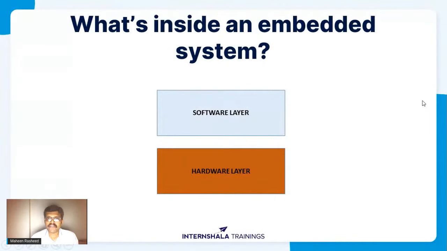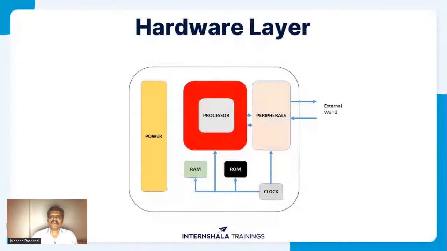Okay, so an embedded system is made up of both software as well as hardware layers. So we will be discussing the hardware layer first, in detail. This is the abstraction of the hardware layer. You can see the major components here. The first element is the processor.